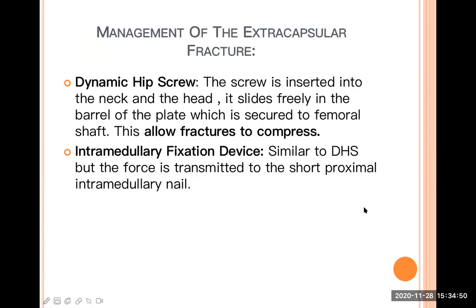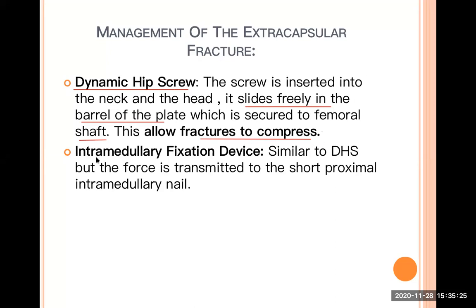Okay. Now, let's talk about the management of the extracapsular fracture of the femur. Now, we especially go for dynamic hip screw or DHS surgery, and in this case the screw is inserted into the neck and the head. We all know that it slides freely in the barrel of the plate, which is secured to the femoral shaft, and this allows fractures to compress. That's why it is known as dynamic hip screw. Remember the meaning of dynamic, it gives compression to the fracture site.